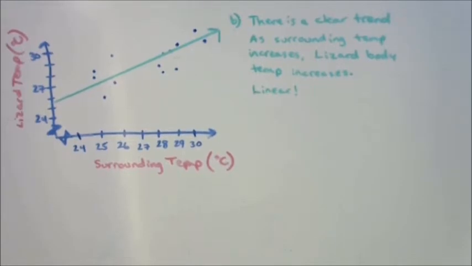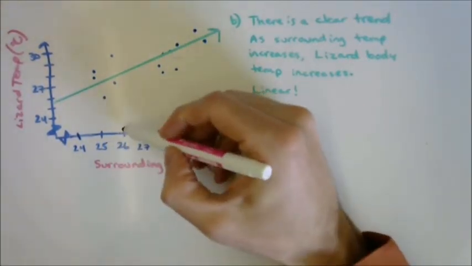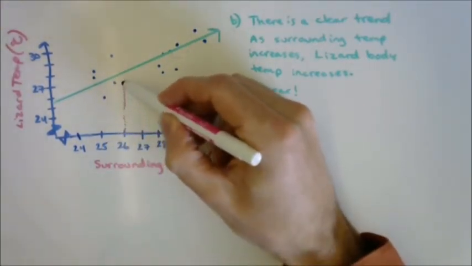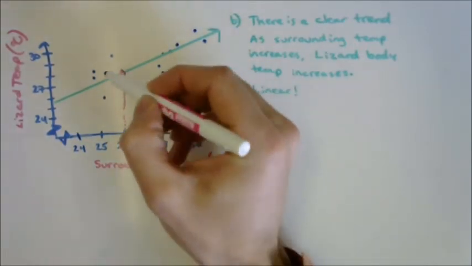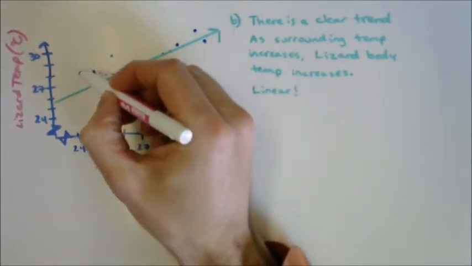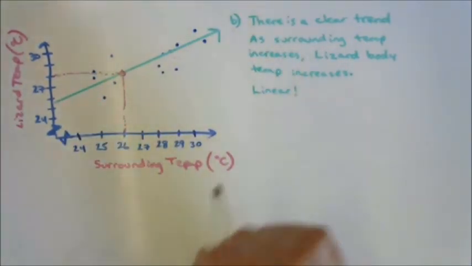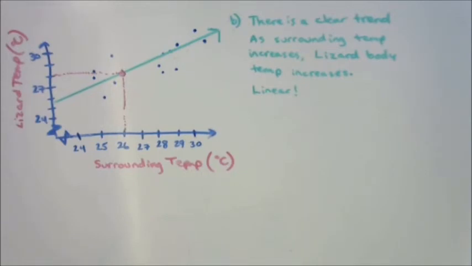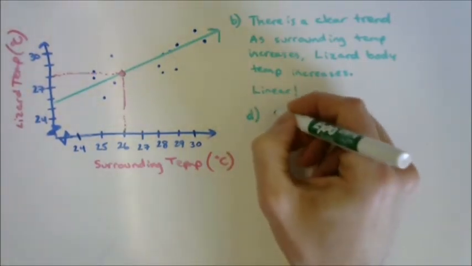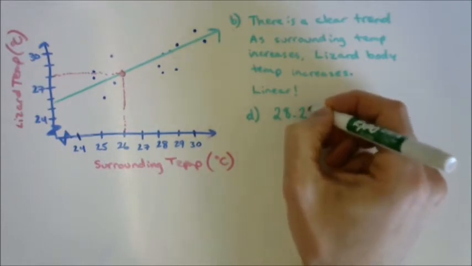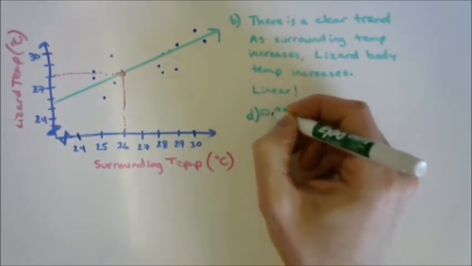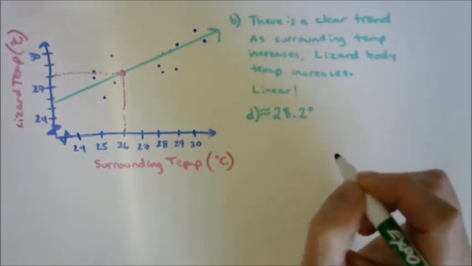Now that you've done that, look at D. We're going to estimate the lizard's body temperature using your line of best fit when the surrounding temperature is 26 degrees. So basically all you're going to do is think, okay, straight up from 26 degrees, where do I hit on my line? If I look across, I'm at 28.2. Yeah, I'm right around 28 degrees. Okay? So you're using your line of best fit, which doesn't have to be exactly the same as mine, to estimate the lizard's body temperature, and we could even put a little squiggly to say approximately.